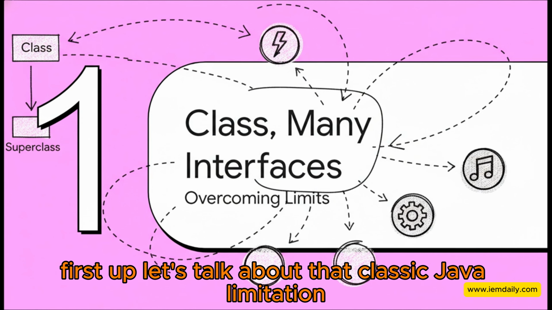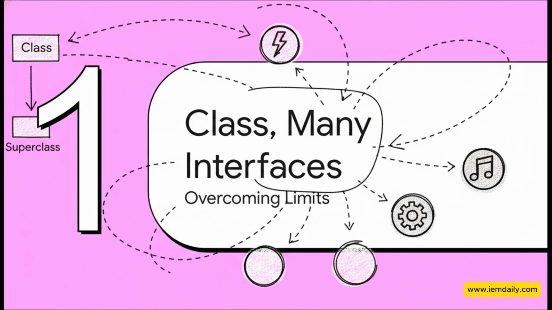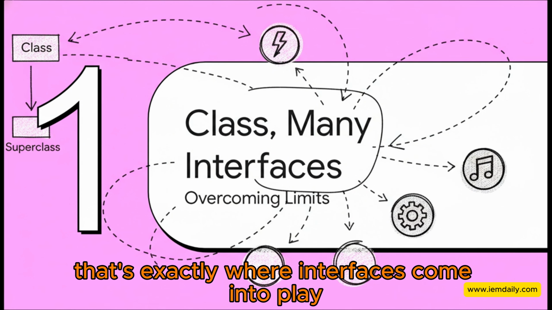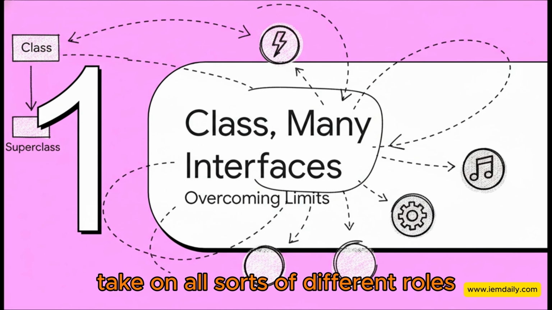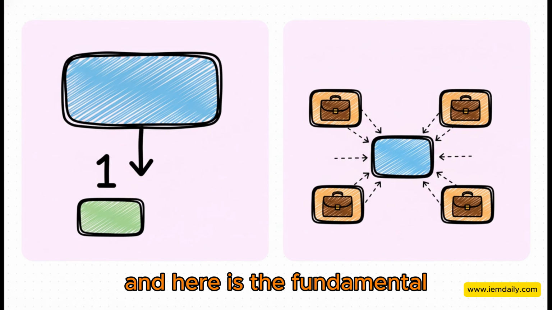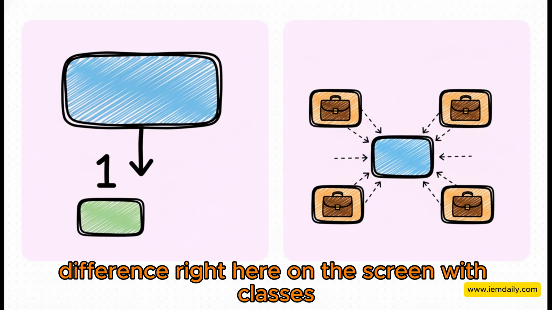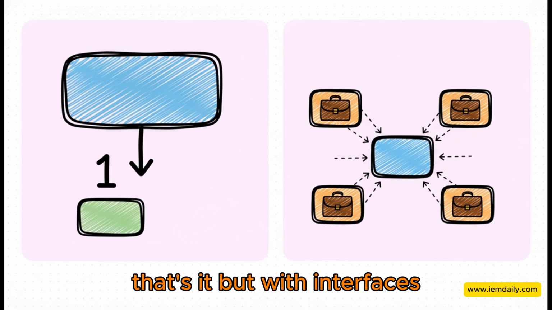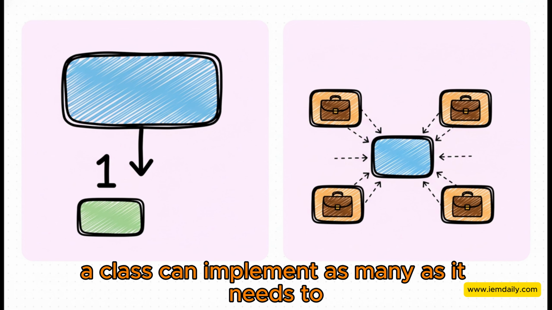First up, let's talk about that classic Java limitation, the one-parent rule for classes. It can feel pretty restrictive, can't it? But what if I told you there's a really clever way around it? That's exactly where interfaces come into play, letting our classes take on all sorts of different roles. And here is the fundamental difference right here on the screen. With classes, you are stuck with single inheritance, one parent. That's it. But with interfaces, a class can implement as many as it needs to.